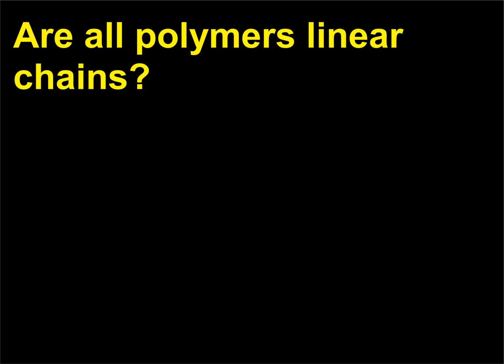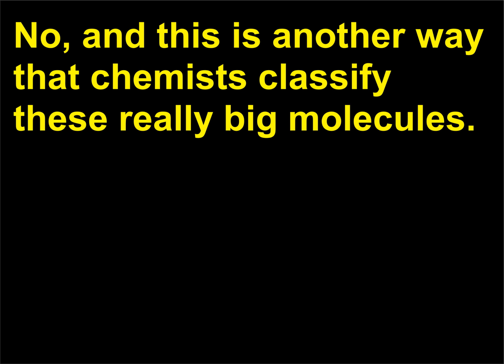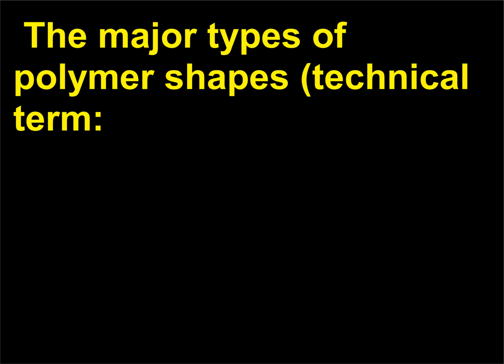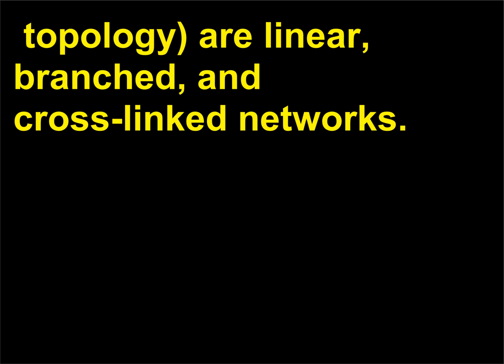Are all polymers linear chains? No, and this is another way that chemists classify these really big molecules. The major types of polymer shapes, technical term, topology, are linear, branched, and cross-linked networks.